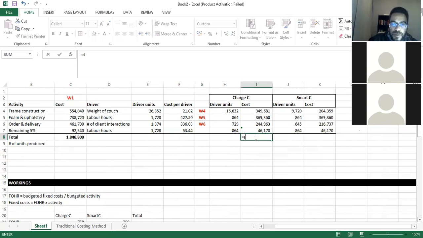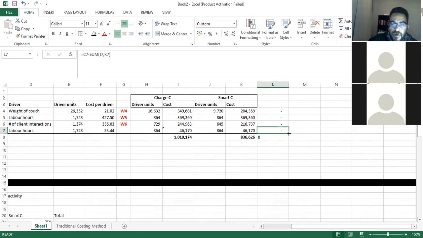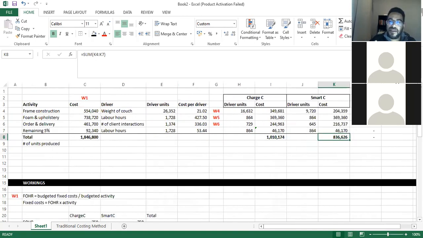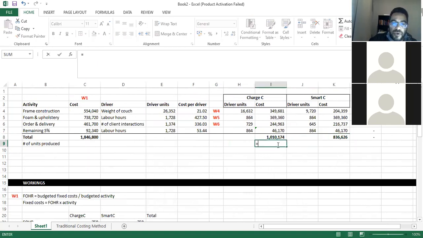Okay, now we can work out the total. So the total will just be the sum. And this would be the sum. If I use the same formula over here, if I drag this formula down, you can see we allocated everything. So all the fixed costs, 1 million is allocated to Charge C, and 800 is going to be allocated to Smart C. But they didn't want total cost. They said fixed costs per unit. So therefore, we must divide by units produced.